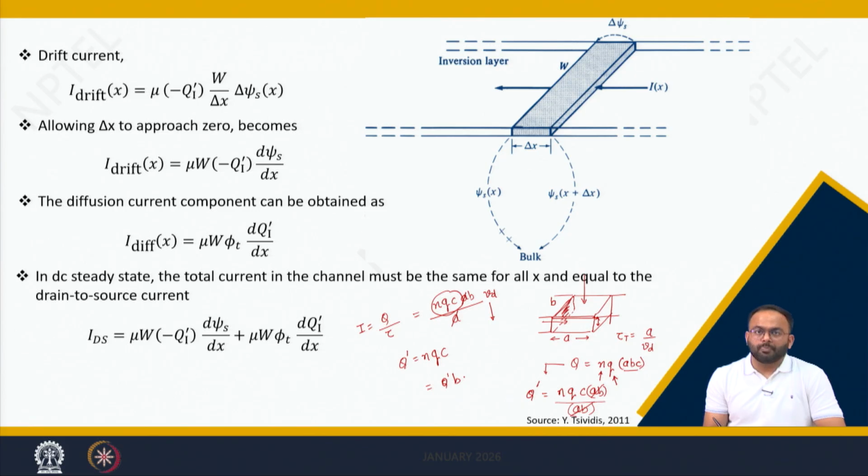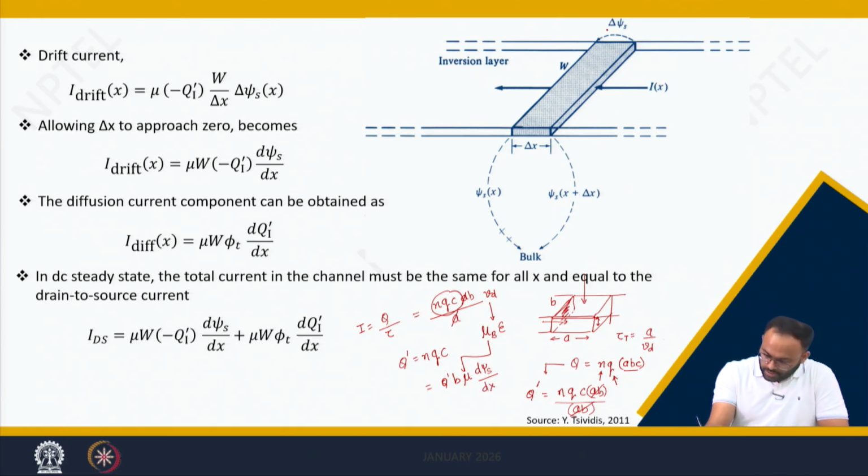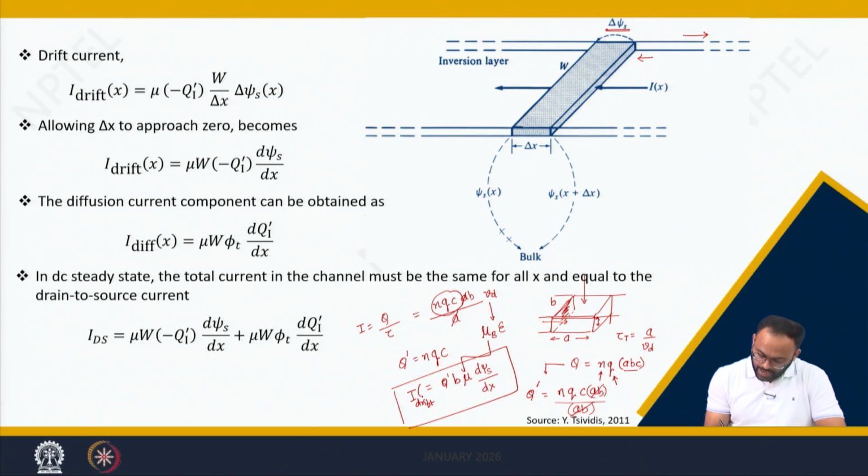Vd is the drift velocity, which is nothing but mobility into electric field. Here we are assuming a different mobility than the bulk mobility, which is mu, and the electric field is delta psi s by delta x. This is the change in the surface potential in the x direction with respect to x. This is nothing but the electric field which exists in the horizontal direction. So, this will give me the drift component of the current as a function of x. That is what we are getting here.